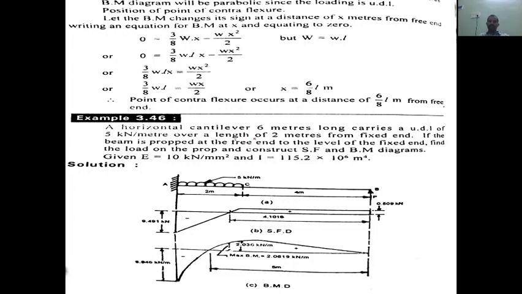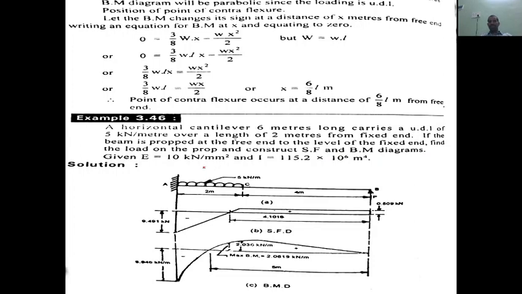A horizontal cantilever 6 meters long carries a UDL of 5 kilonewton per meter over a length of 2 meters from the fixed end. Now like this, it has a total length of 6 meters, but UDL is applied only up to 2 meters from the fixed end, and UDL is 5 kilonewton per meter up to the 2 meters. If the beam is propped at the free end to the level of the fixed end, find the load on the prop, and construct shear force and bending moment diagrams.